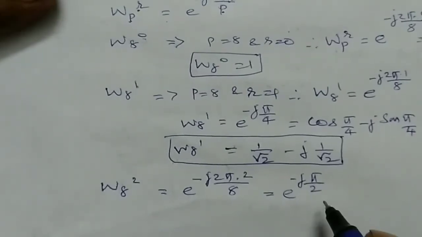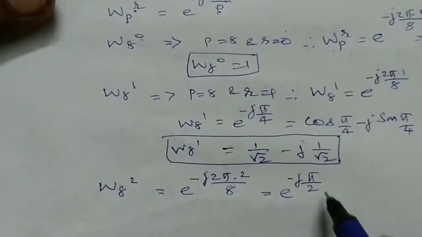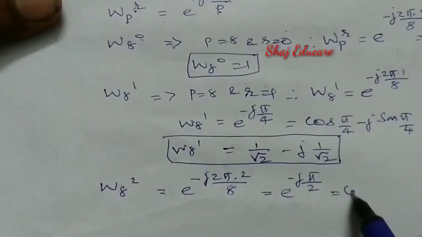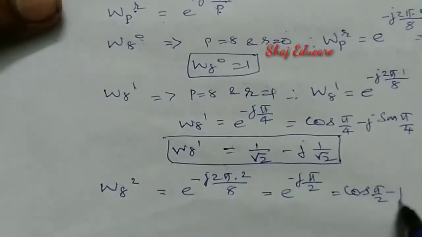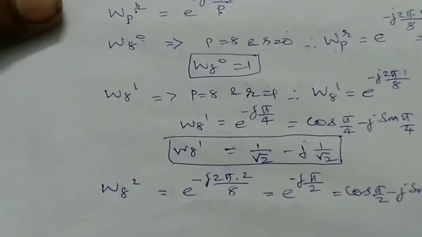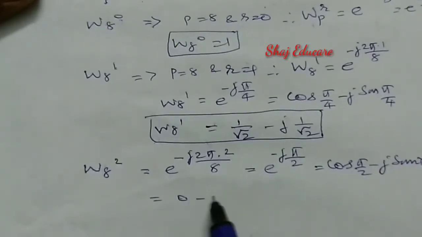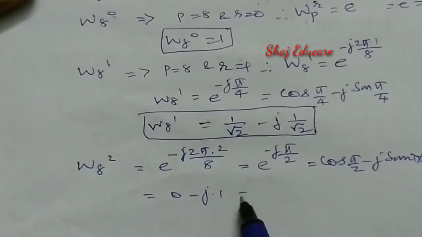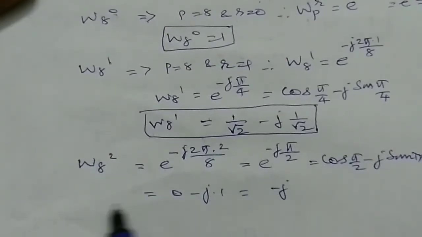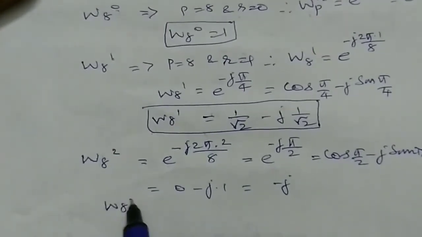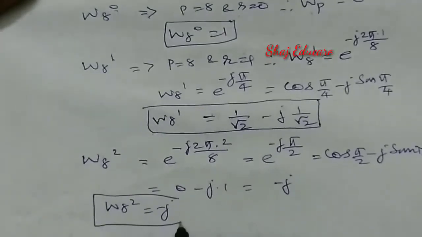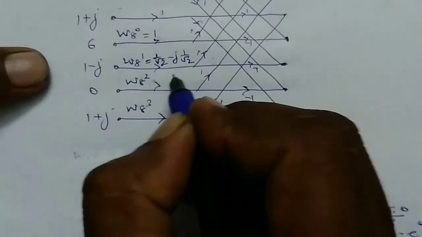remaining thing will be e raised to j pi by 2, that is equal to cos pi by 2 minus j sin pi by 2. Okay, that is equal to cos pi by 2 is equal to 0 minus j sin pi by 2 is equal to 1. Therefore W8 raised to 2 is equal to minus j. Okay, well then let us put the value of W8 raised to 2 is equal to minus j here.